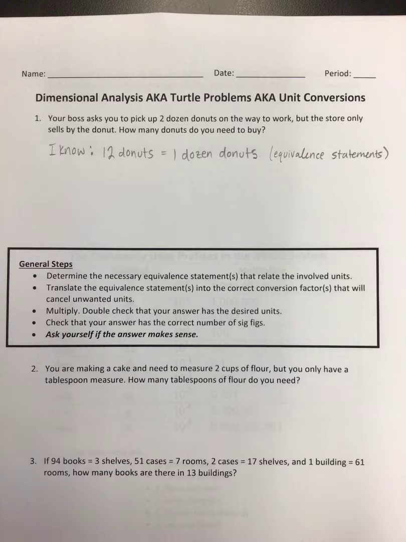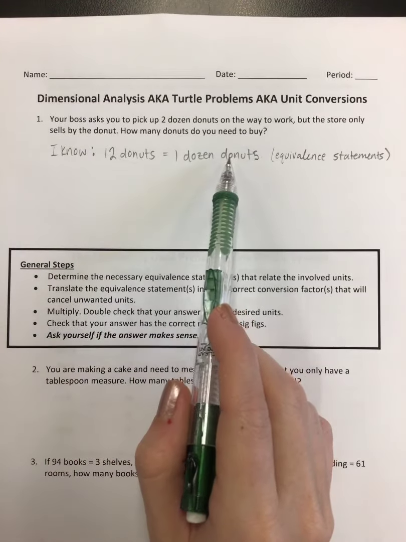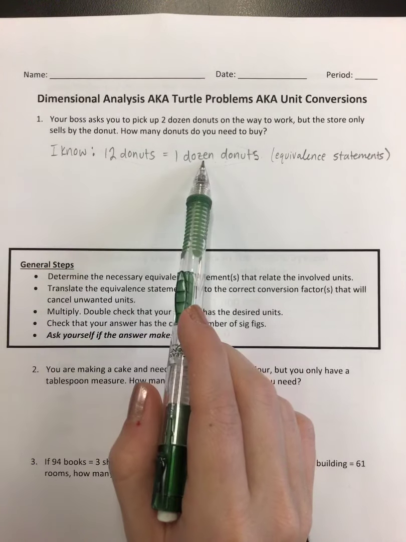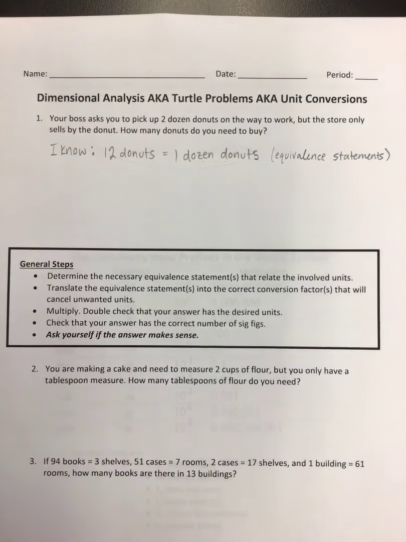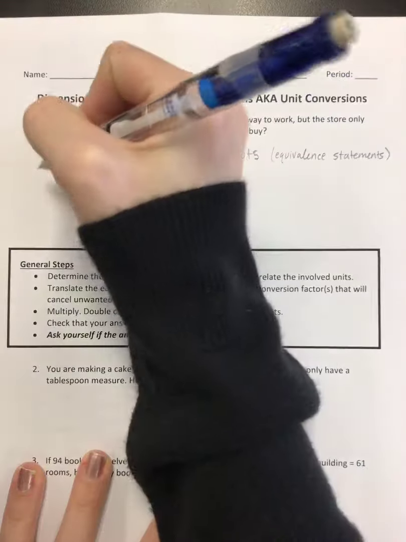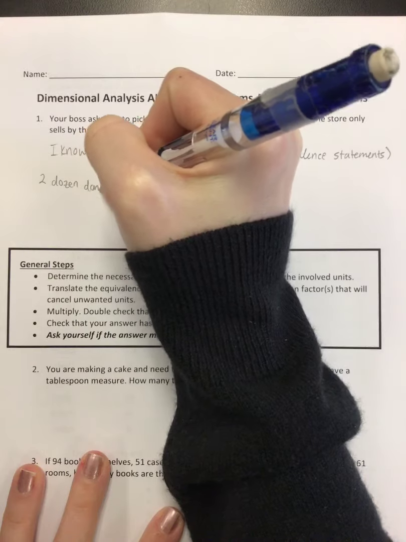So now I know the kind of linking, connecting idea between this unit of dozen donuts and just plain donuts, and I can use it to my advantage. So I'm going to start with what I was given. I know that I need to collect 2 dozen donuts. That's what my boss said.